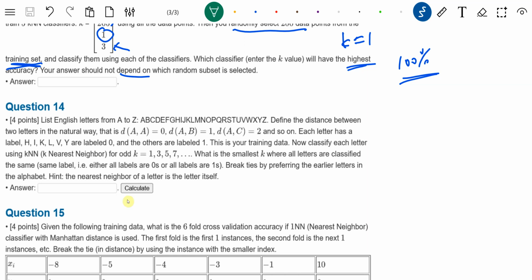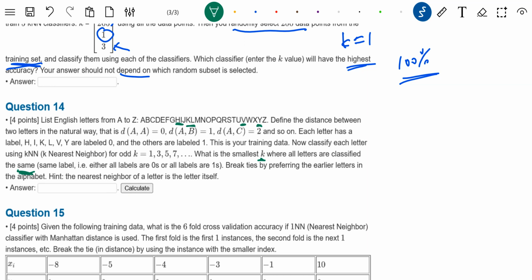So we have these letters, and we define the distance just like how you would define it, how far they are on this alphabet line. The important thing is that H, I, K, L, V, and Y are labeled as 0. The other ones are labeled as 1. And the question is asking, what's the smallest number k such that all of them are classified as the same?